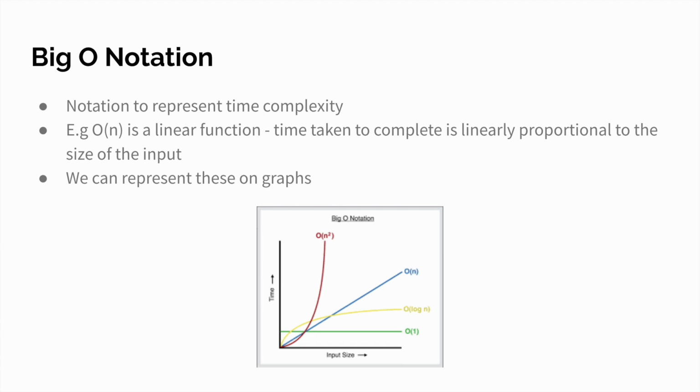So you'll have dealt with linear functions in maths. This is very similar to that. We can represent these on graphs. As you can see, I've got a graph here that shows various time complexities. And we can judge the efficiency of them based on these curves, these lines on this graph.